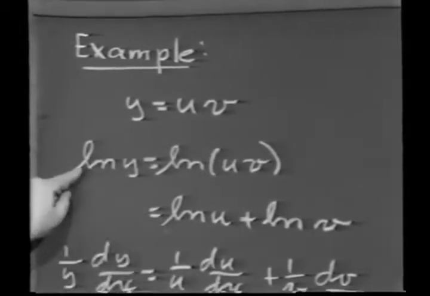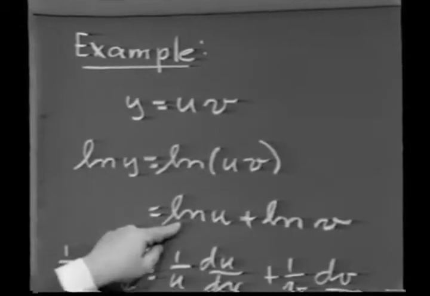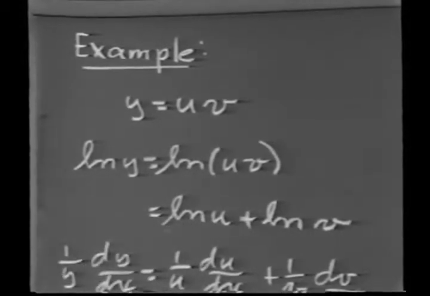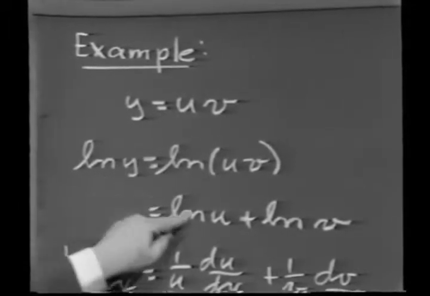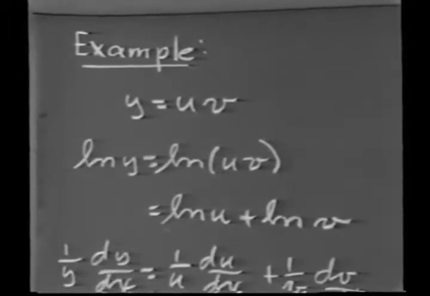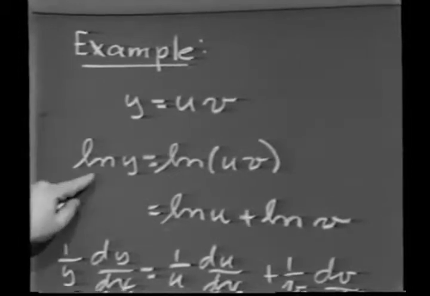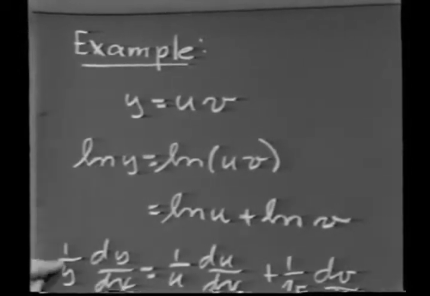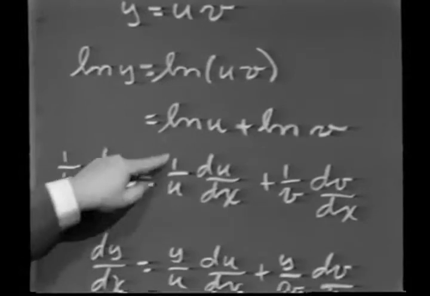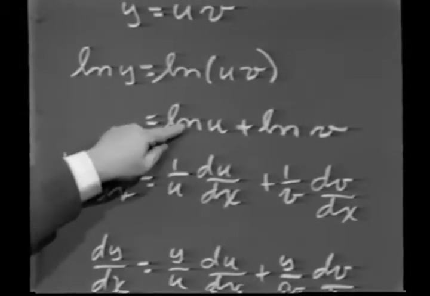Now, can I differentiate this implicitly with respect to x? You see how all of our old stuff keeps coming up in new contexts. I take this equation and I differentiate it implicitly with respect to x. The derivative of the left-hand side is 1 over y dy/dx. The derivative of the right-hand side is what?